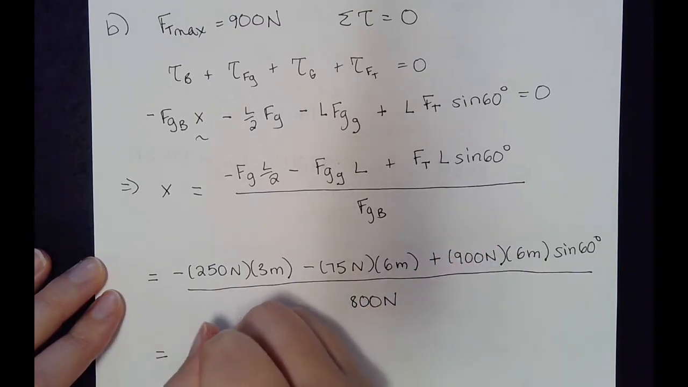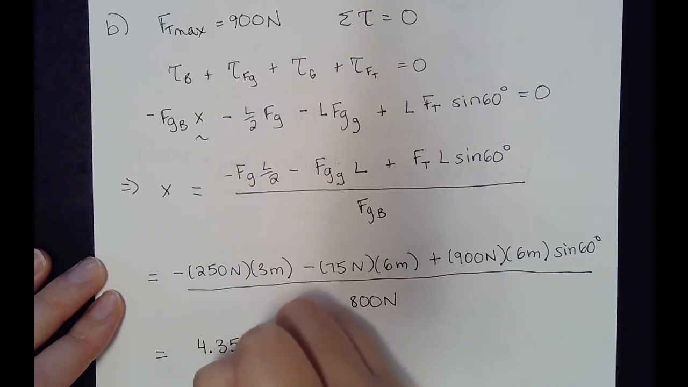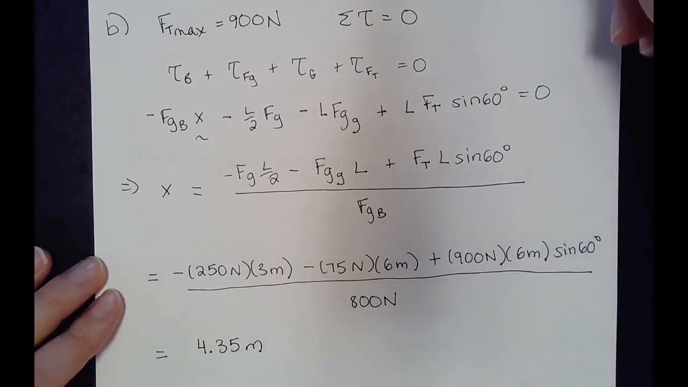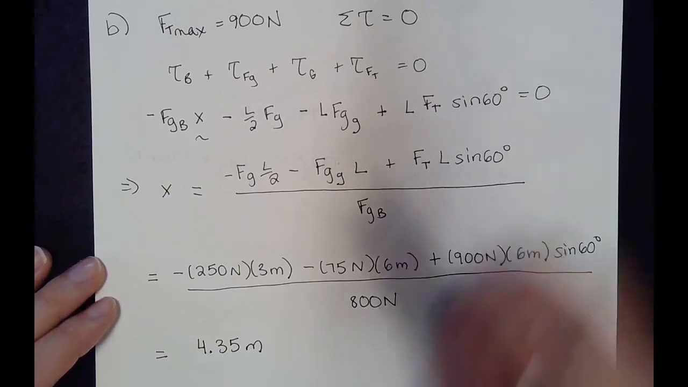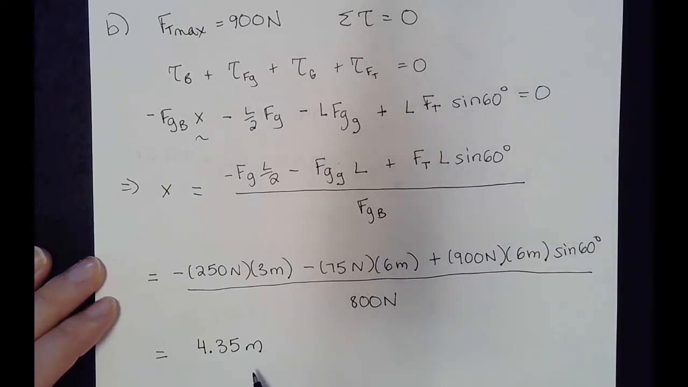Okay, and this gives a distance of 4.35 meters. The length was 6 meters of the beam, so the bear can walk out to a distance of 4.35 meters if the tension goes up to its maximum value of 900 newtons. Any further than that, and then the beam would start to rotate.